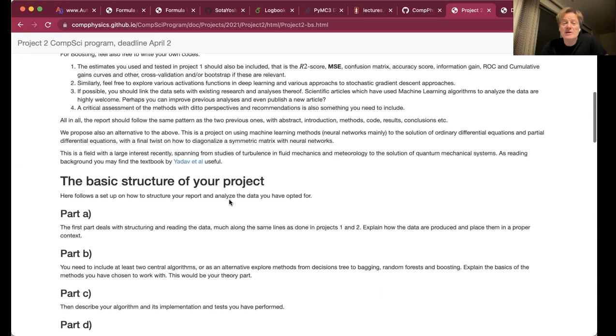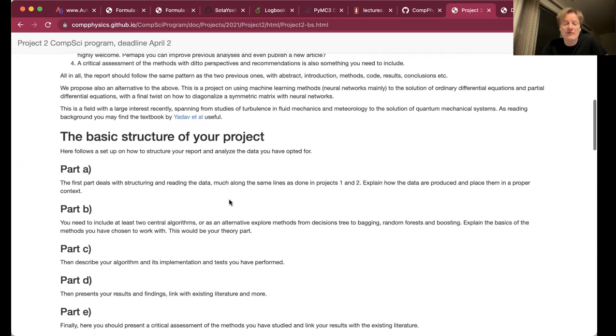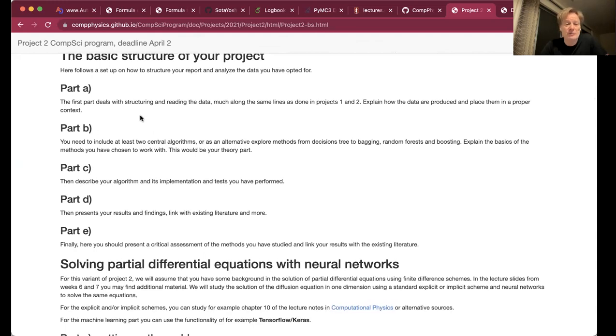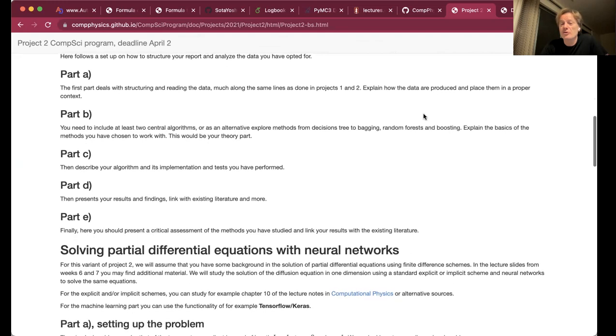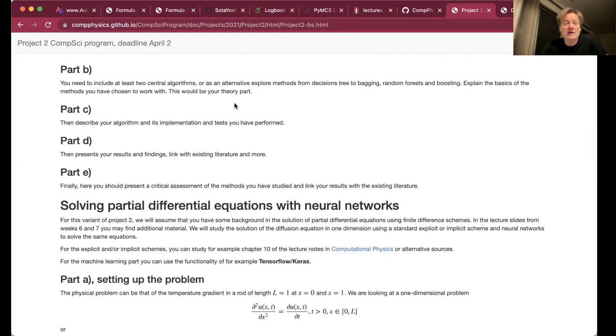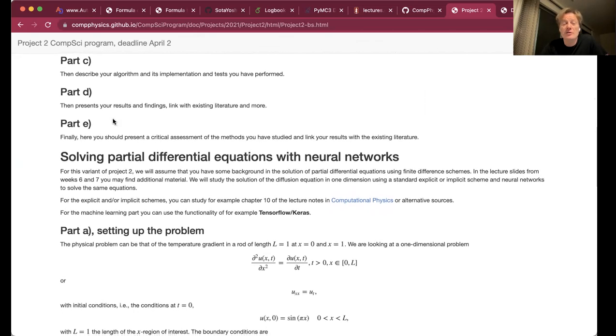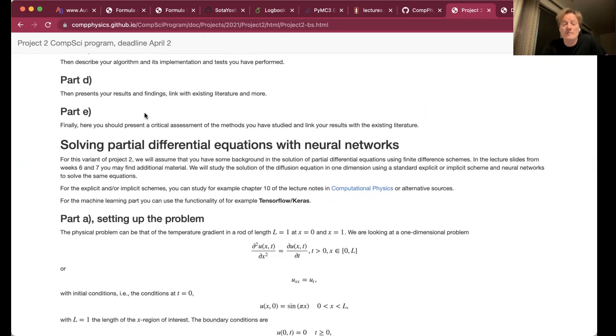The basic structure of the report, as you can see, follows the kind of setup which we had for the first project. We have an essential part where you discuss the data, you discuss how the data are produced and place them in a proper context. You need to include at least 2 central algorithms, or as an alternative, explore methods from, let's say, decision trees and so on. You can then describe your algorithm and its implementation and tests you have performed. And then you would typically present results and findings and so on.